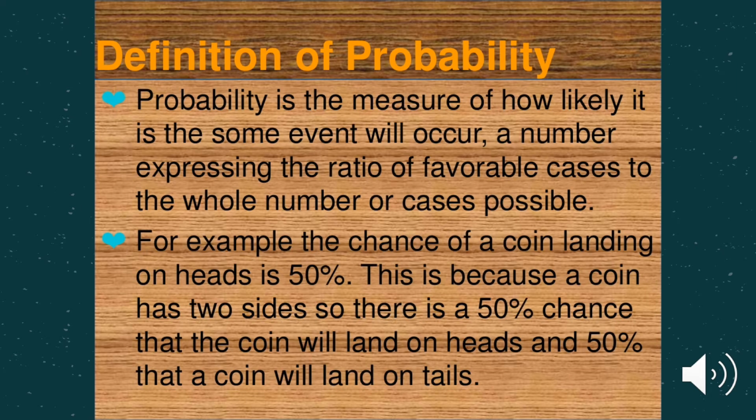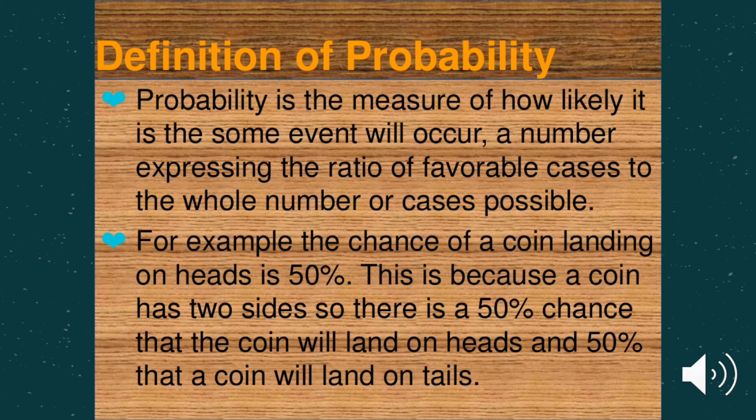And how do we define probability? Probability is the measure of how likely it is that some event will occur. Means it is the chances of occurrence of any event. Like you can say, a number expressing the ratio of favorable cases to the whole number of possible cases.